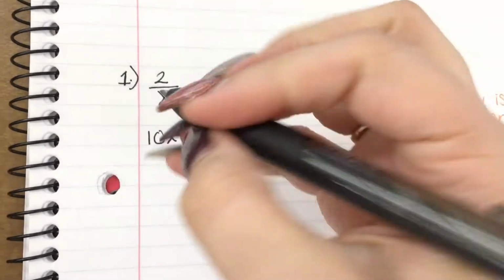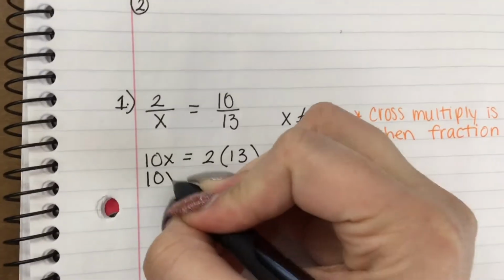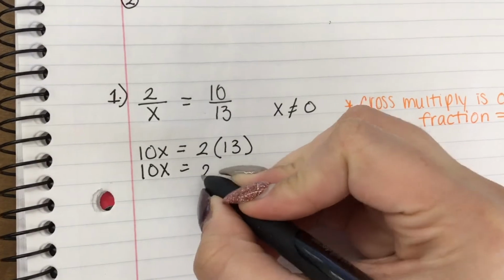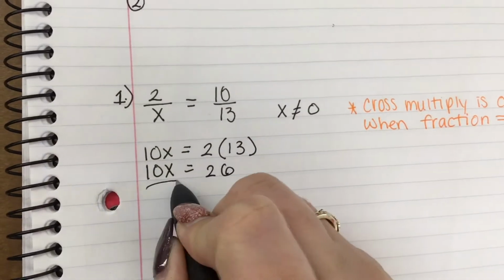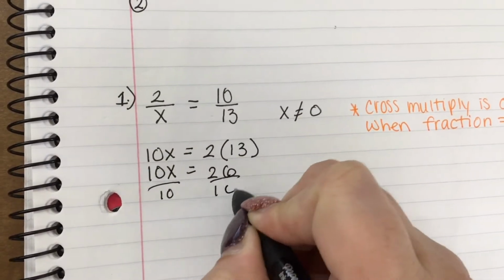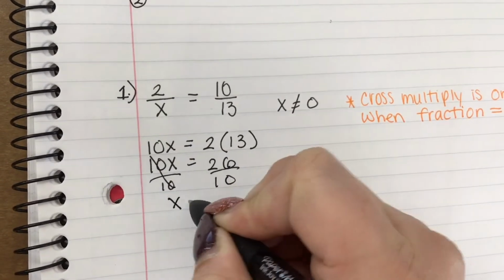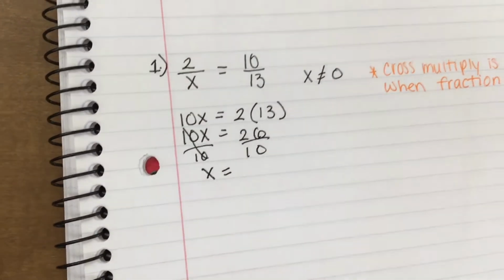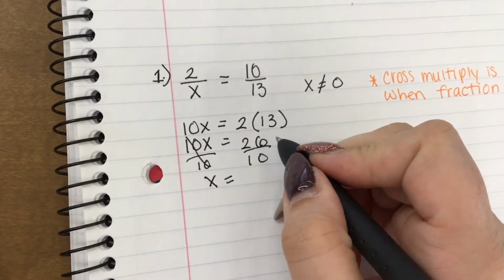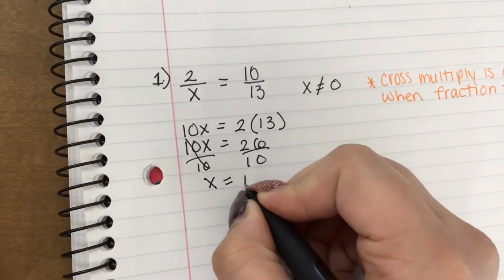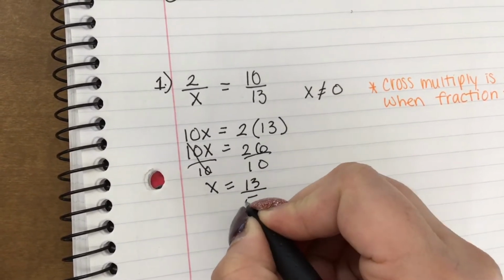So to jump back to this problem, we would need to multiply out that 2 times 13 and get 26. We divide by 10 on both sides. I do not like decimals, so I'm going to leave this as an improper fraction. I'm just going to simplify 26 tenths. Those are both divisible by 2, so 26 divided by 2 is 13, and 10 divided by 2 is 5.